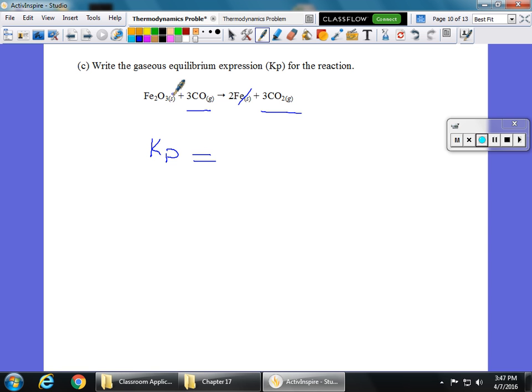Solids are not going to be in an equilibrium expression. We take the products, the pressure of CO2, and we raise them to the power of their coefficient, right, with a coefficient of 3. Carbon monoxide is my reactant, my pressure of the CO, and I'm raising it to the power of its coefficient. The coefficient is 3, it's to the third power. That's a pretty simple 1-point type problem.